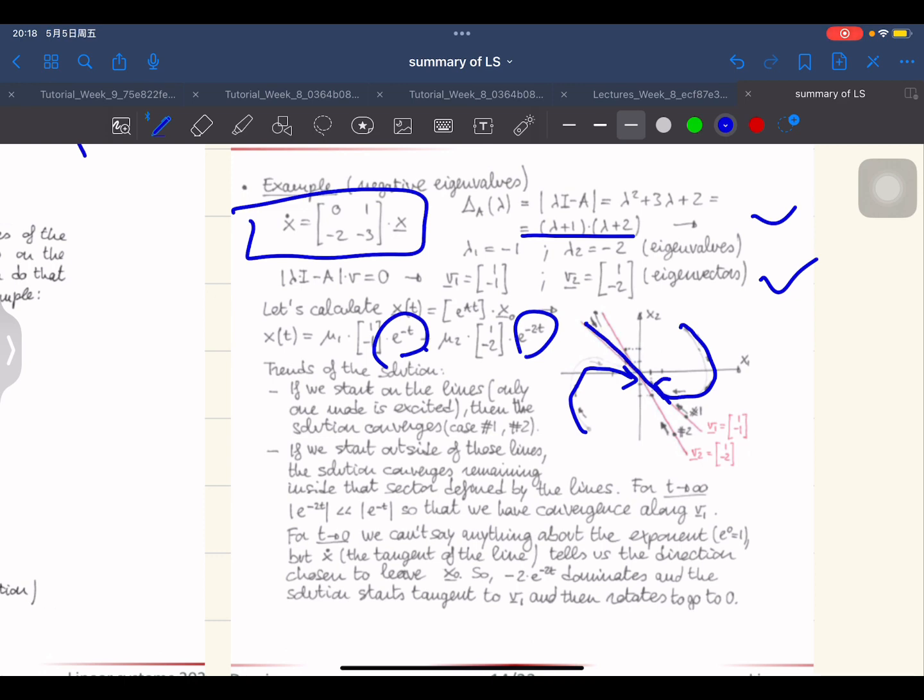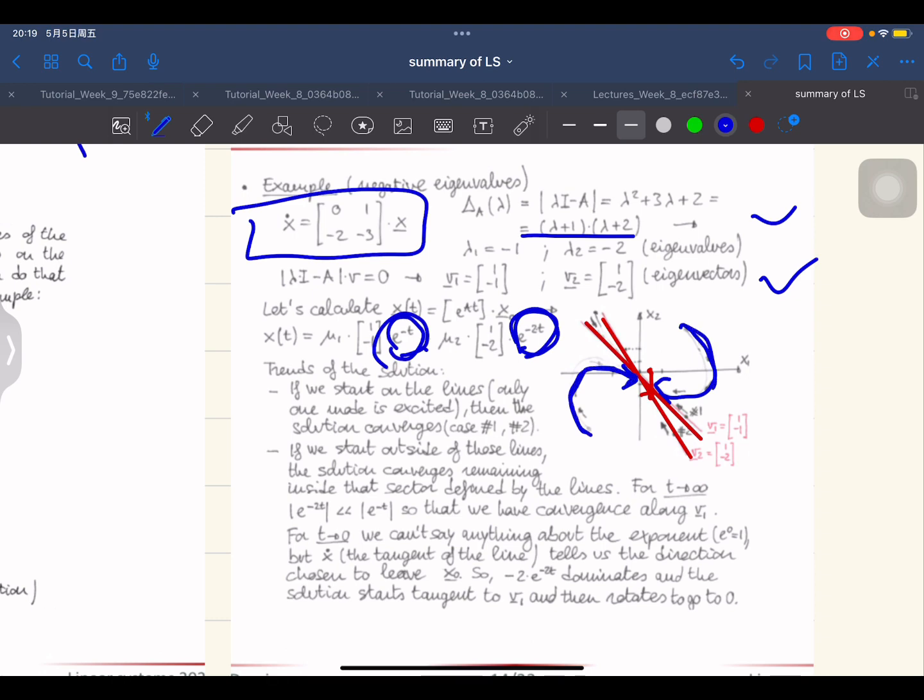And line 1, as you can see, is drawn because the eigenvector is (1, -1). So we find the coordinate (1, -1), and then we draw this line. And for vector 2 it is (1, -2). So we draw this line using the same method again. After that, we see the convergence or non-convergence.